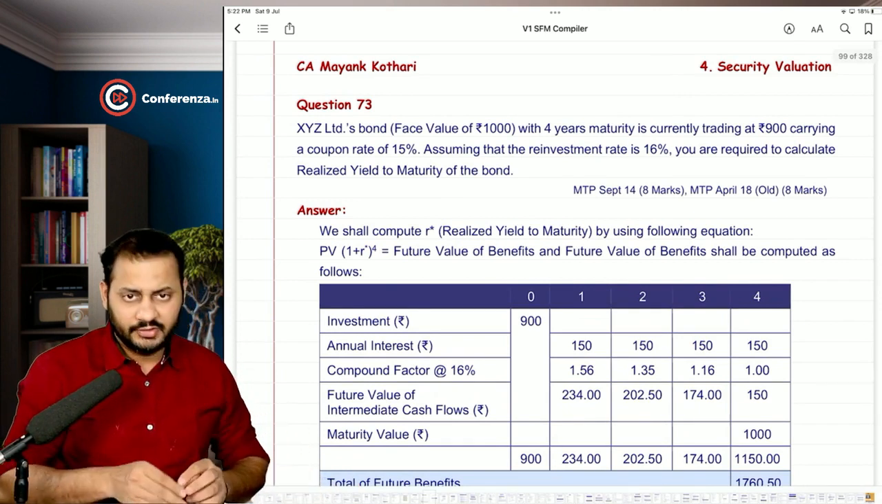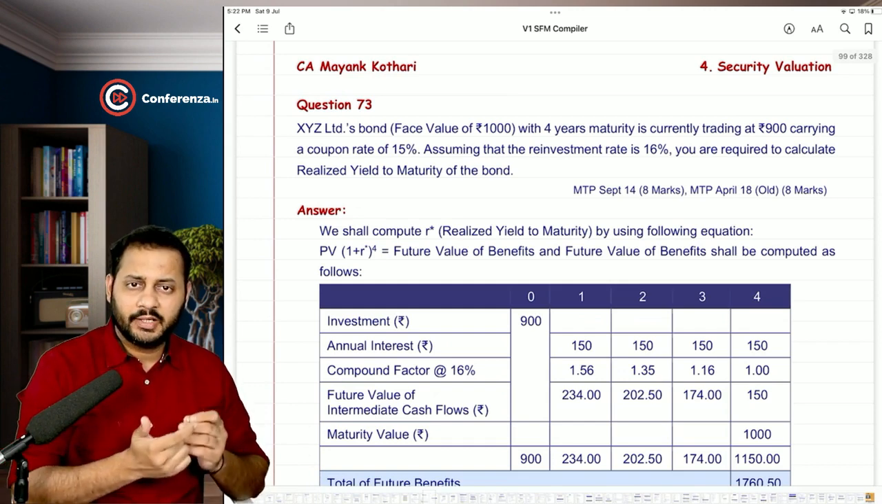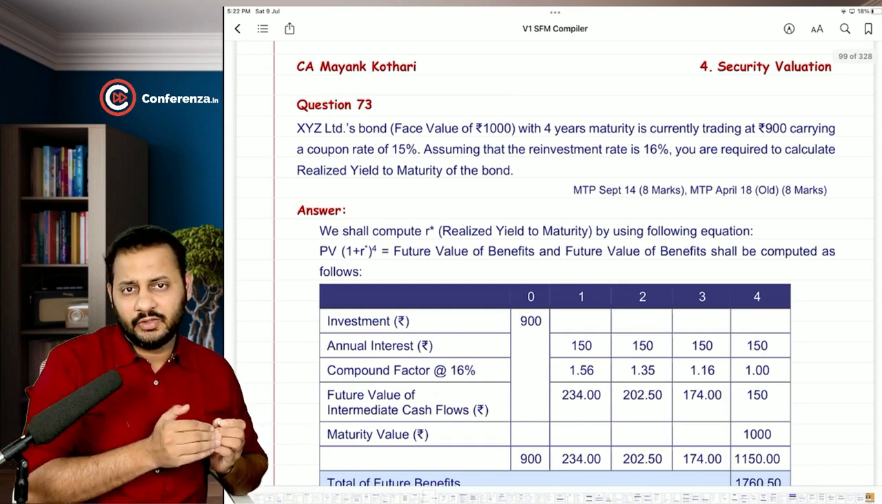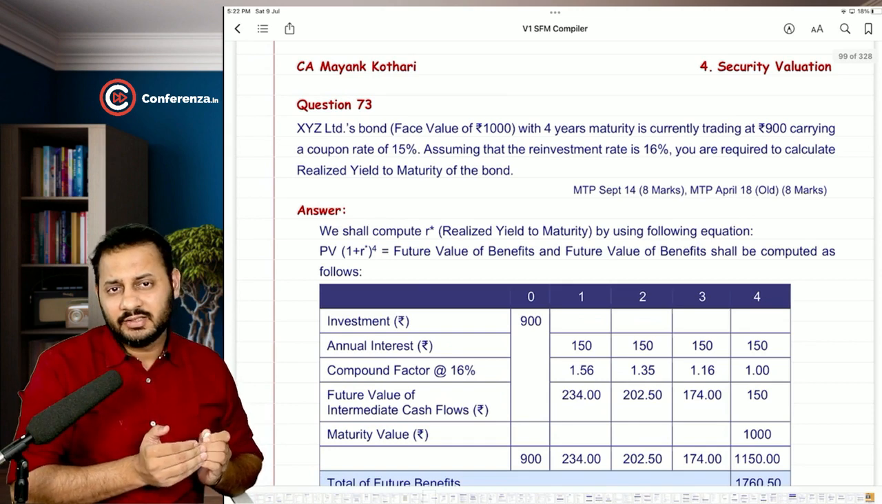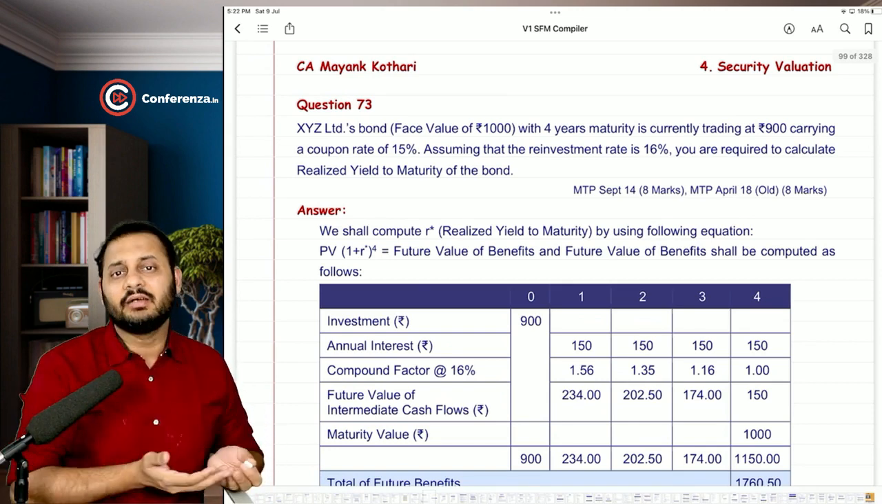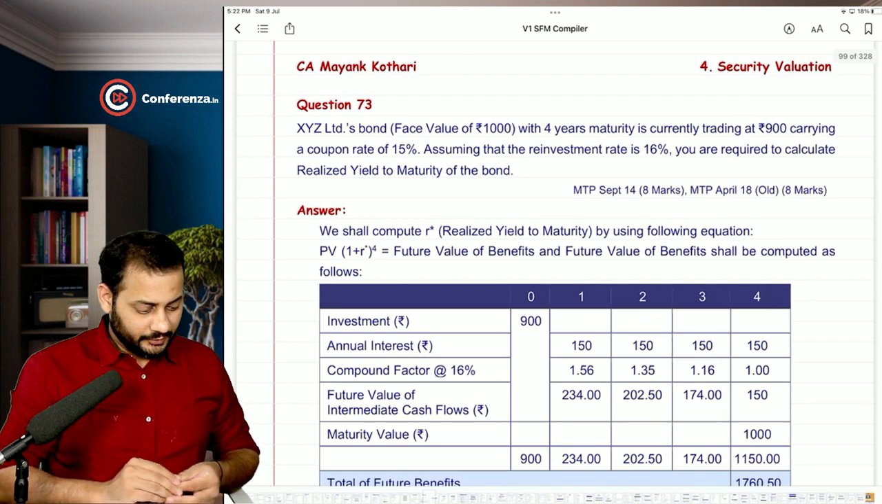So there are 4 things: the face value 1000 rupees, and the market price, which is lesser than the face value. If the market price is lesser than the face value, YTM will be higher than the coupon rate.